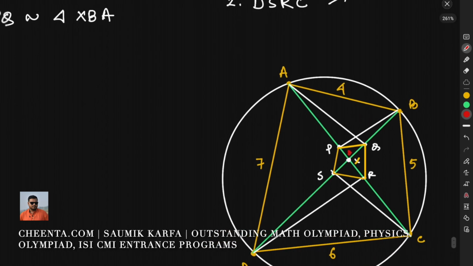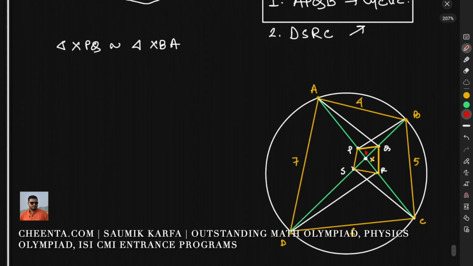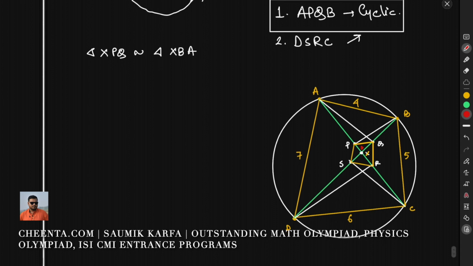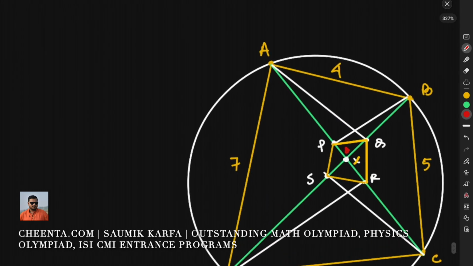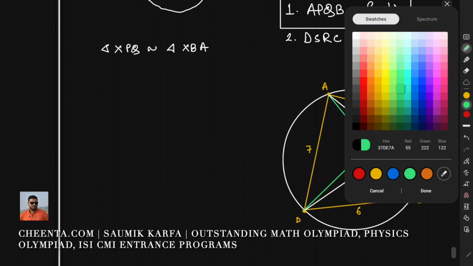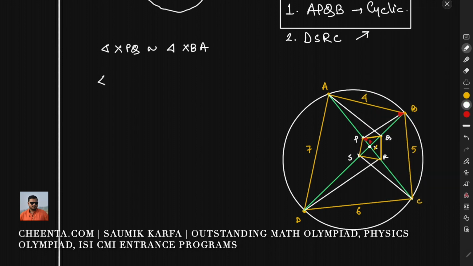Now to show that these two triangles are similar, we need to find one more angle, because we'll be using the angle-angle criterion of similarity of triangles. My claim is that the other angles, which are equal, should be these two angles. This angle here, XPQ, and XBA, these two angles are equal. Now why is that true? Let us try to prove. Let me try to write, first of all, theta is common.